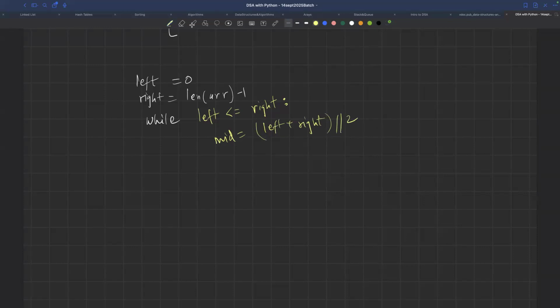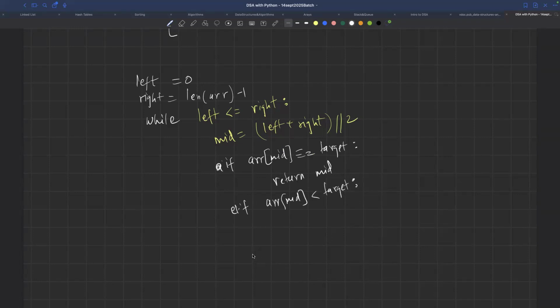Now there are 3 cases. What is the first case? If array of mid is equal to target, then we will return mid, no problem. Second case is that array of mid is less than target. And else, array of mid is greater than target. These are the three possibilities. Either it will be equal, or it will be less than, or it will be greater than.